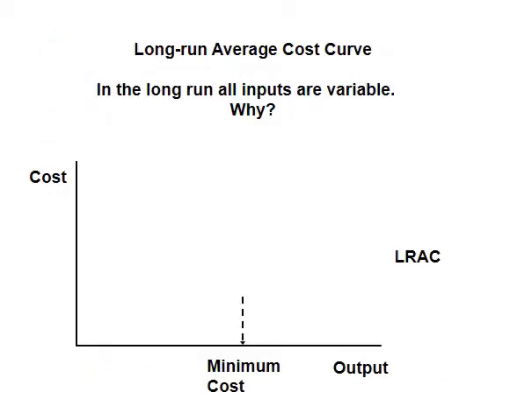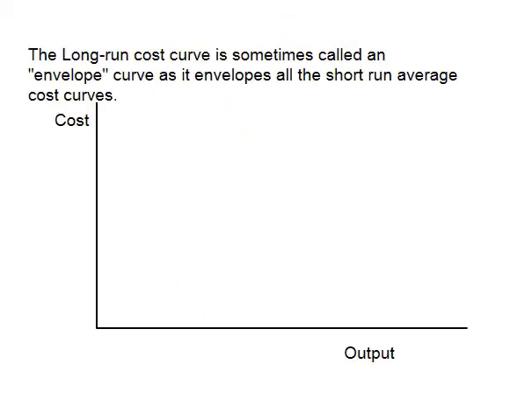In the long run, all inputs are variable. Why? Because you can buy more heavy machinery, you can buy more land, you can set up another factory. So everything is considered variable in the long run. If we look at the long run average cost curve, we're going to see that it is much flatter than the short run one. The long-run cost curve is sometimes called an envelope curve because it envelops all of the short-run average cost curves.